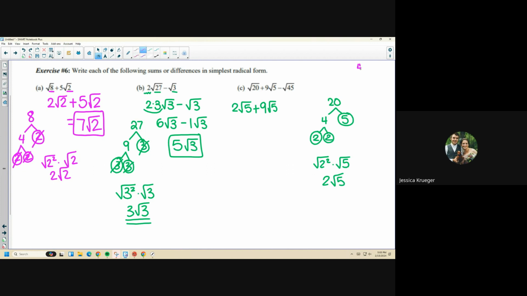And then 45. 9 is a perfect square that goes into 45. 9 breaks down into 3 and 3. So this becomes the square root of 3 squared times square root of 5. That's 3 radical 5. So I've got 2 radical 5s and 9 radical 5s. That's 11 radical 5s minus 3 radical 5s. 11, 10, 9, 8. 8 radical 5.